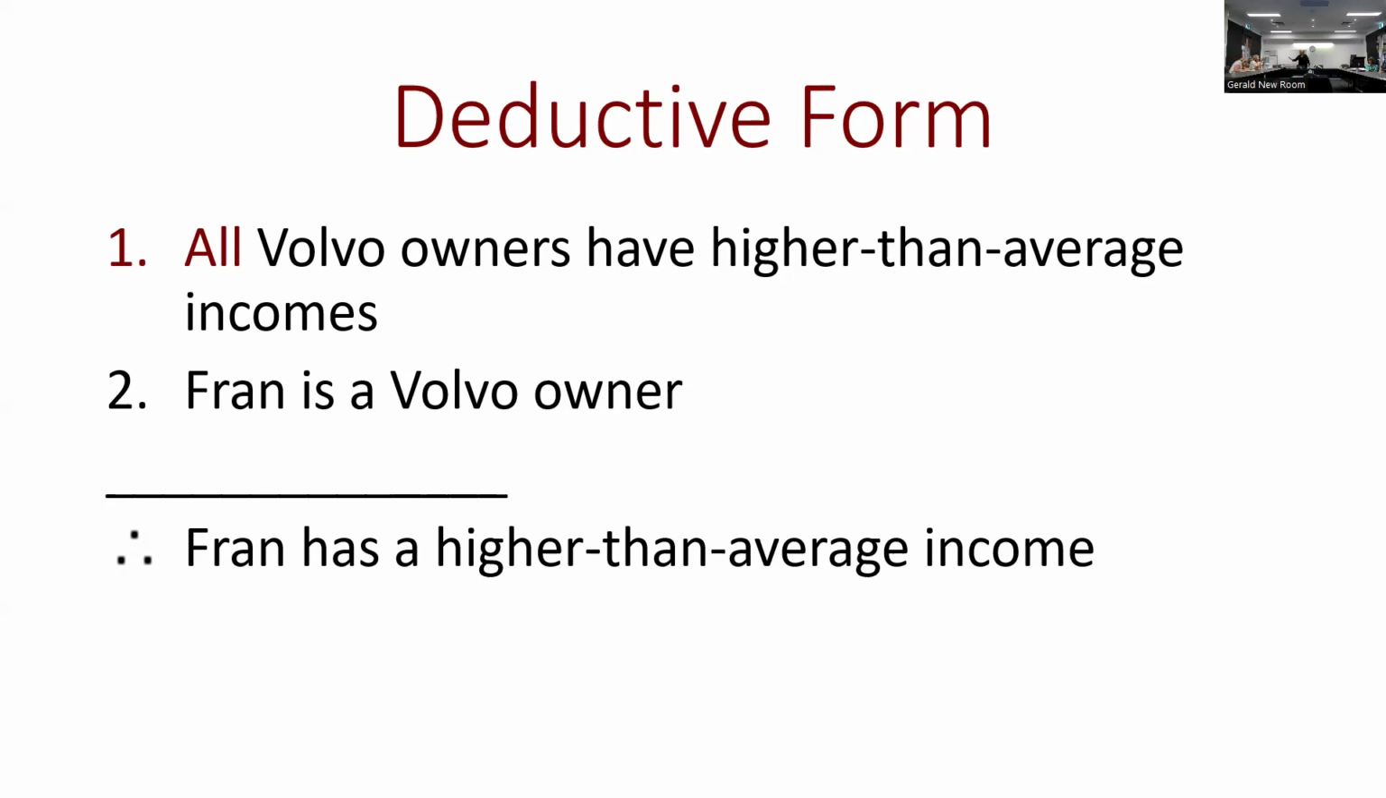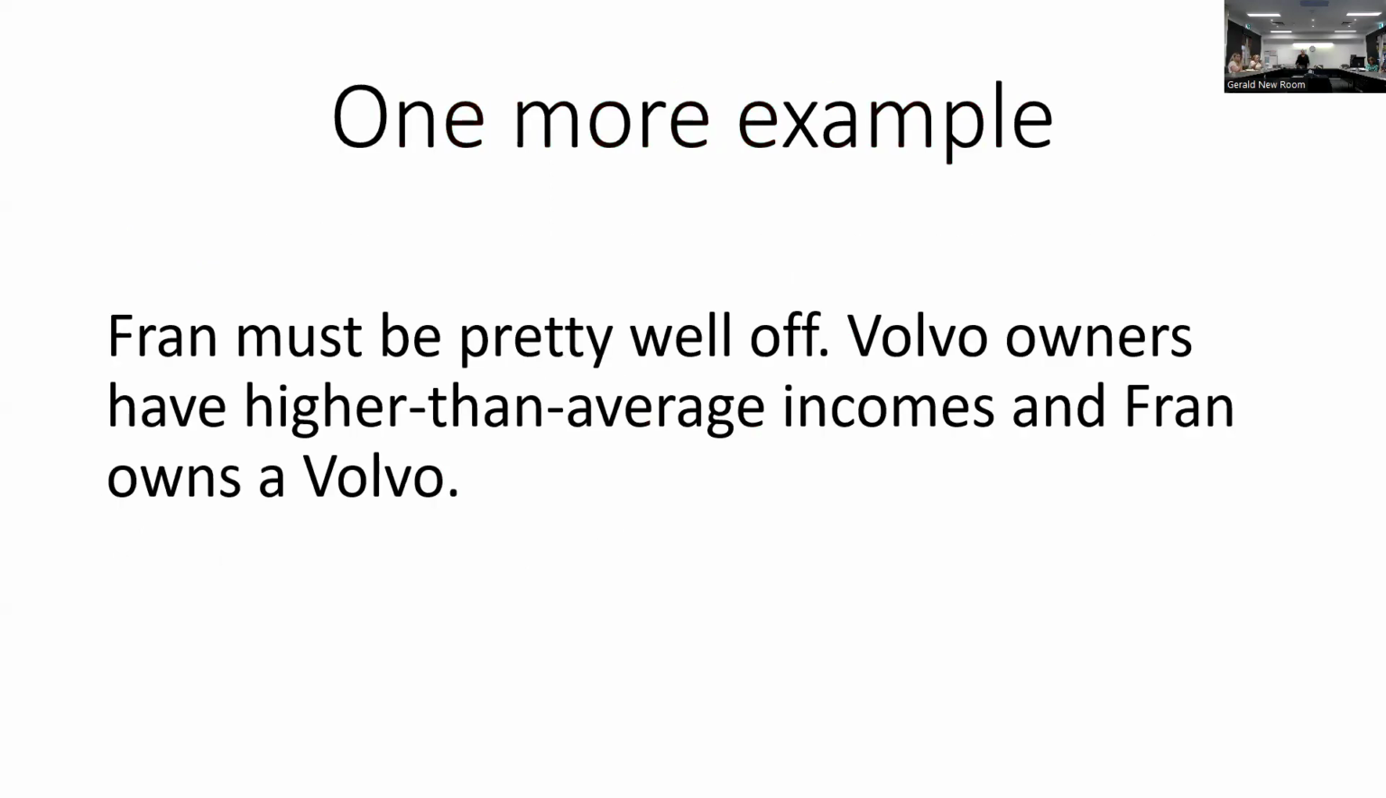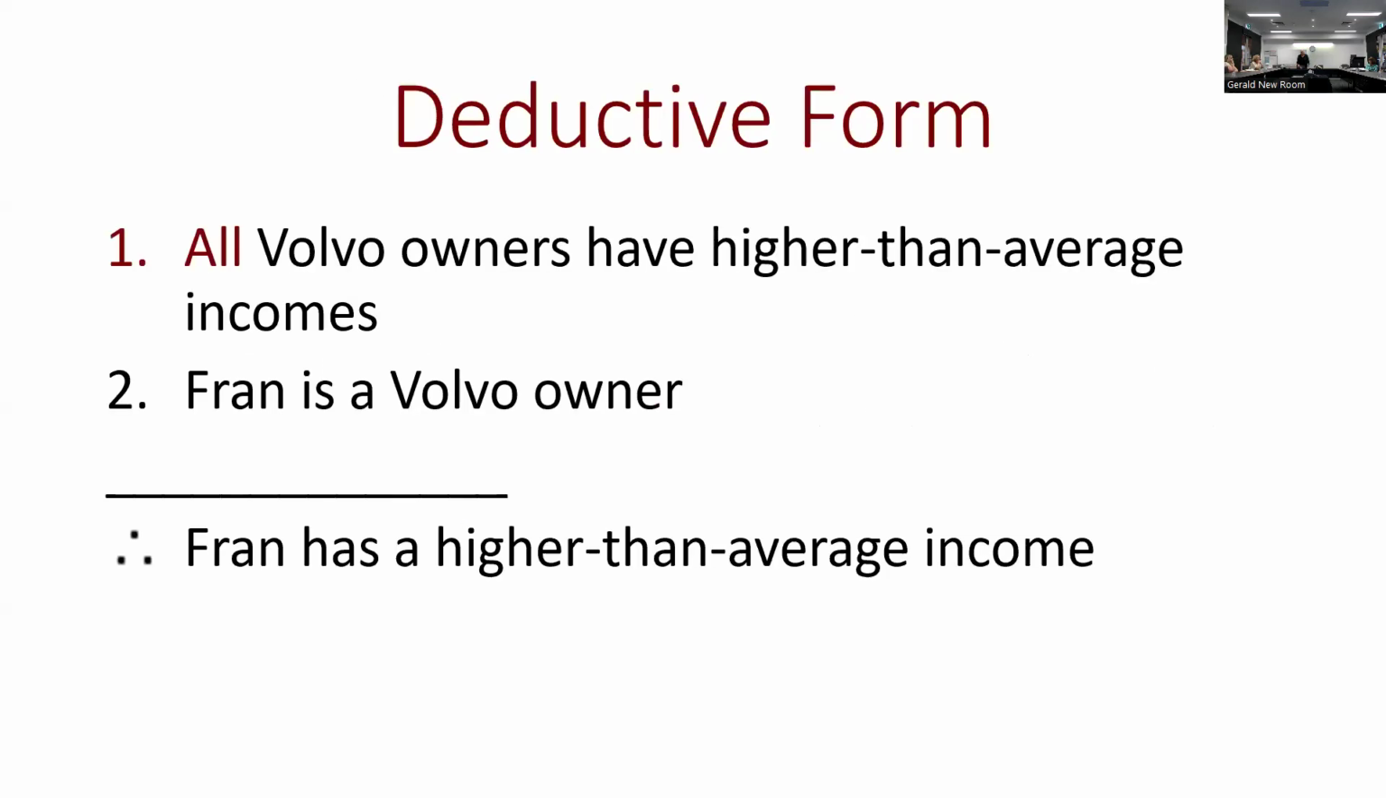Okay, but just going back to that other slide, for me, Fran must be pretty well off is the conclusion. So if you wrote that argument again, Fran must be pretty well off as your conclusion, it would not be valid. By saying that Volvo owners have a higher than average income, Fran owns Volvo, she must be pretty well off. It wouldn't be valid. But of course it is, it's here. You have to reframe it, yeah?